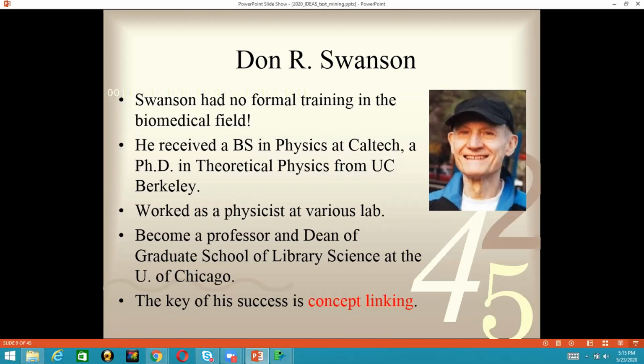So how could someone not in the field make such an important contribution? Well, the key is concept linking. Today we call this process the Swanson process, and we are able to implement the Swanson process using text mining. The key is that text mining is not something new. People have been doing that by hand, but now we have technology to make the process automatic.